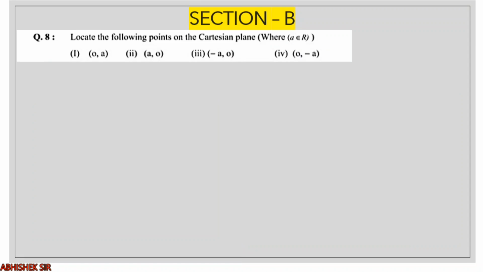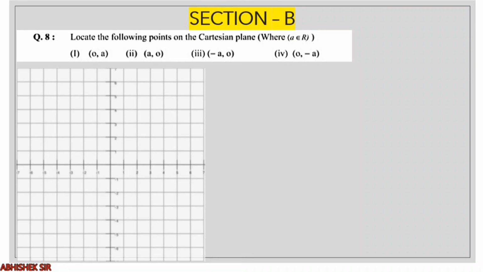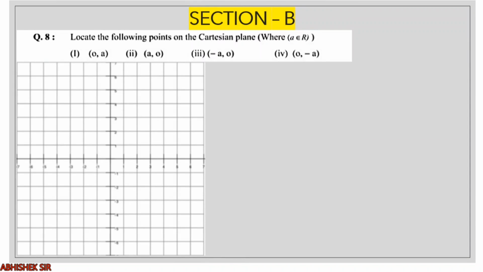Again, very easy question. In section B, question number 8, each question is of 2 marks now. Locate the following points on the Cartesian plane. Question number 1 in this is (0, a), (a, 0), (minus a, 0) and (0, minus a). So that means the distance is same but the direction will be changed. Direction means there are 4 axes: here it is positive x-axis, here negative x-axis, here positive y-axis and negative y-axis. So in 4 directions we have to go.